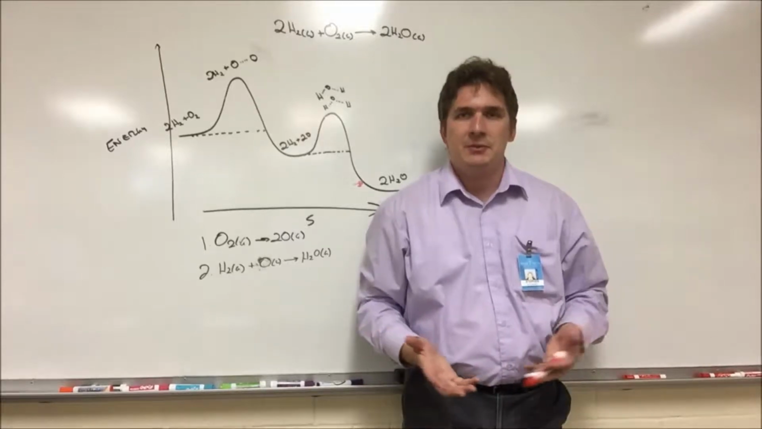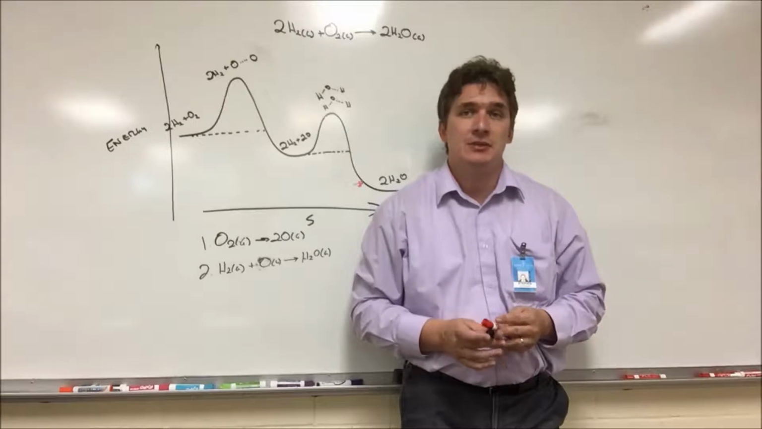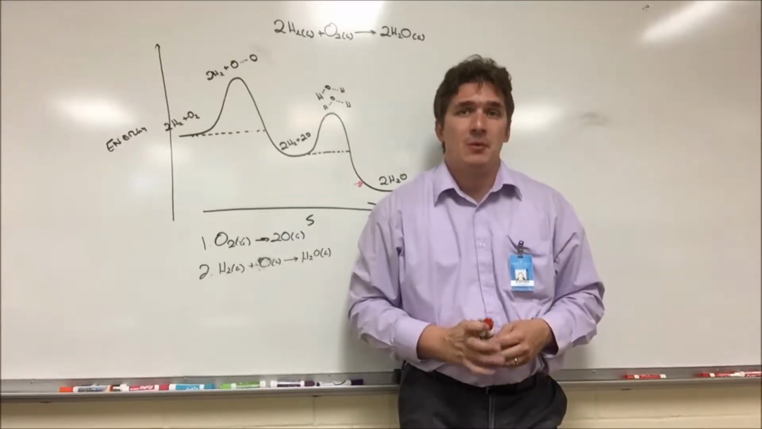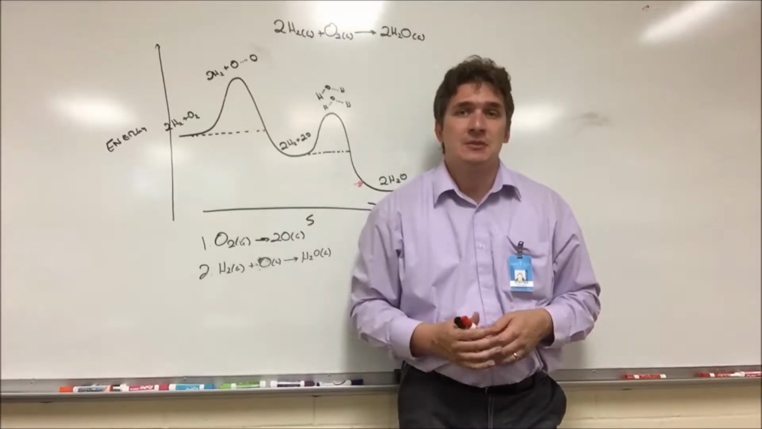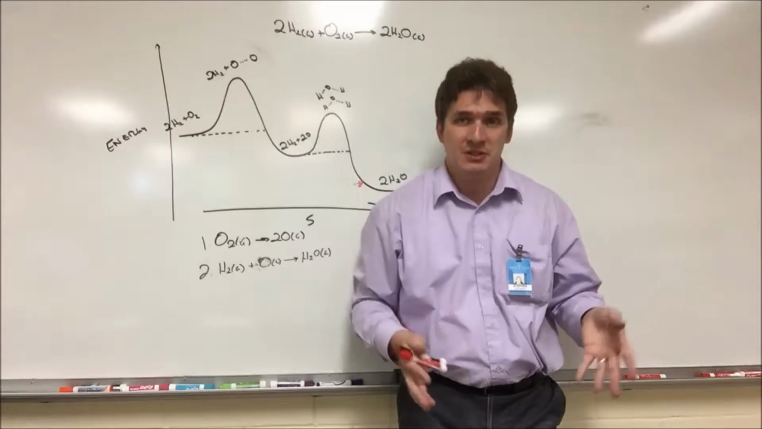Now, I just told you that we have the reaction of O2 and H2 going to H2O, and I made the comment to you that it proceeds through a series of intermediate reaction steps. Now, why do these steps exist? Well, these steps represent individual changes from reactants to products, each separated by what's called a transition state.